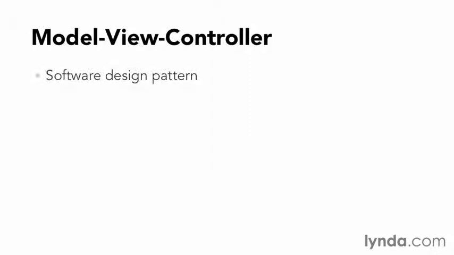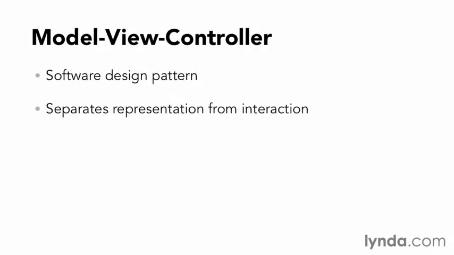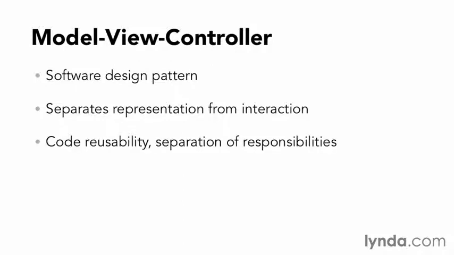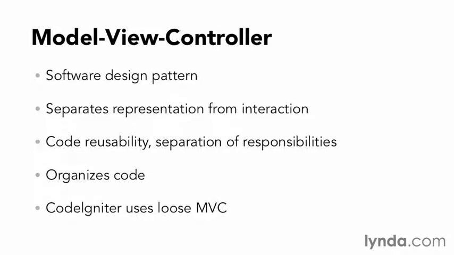It's a software design pattern that separates the representation of information from user interaction. This explicit separation of components allows for greater code reusability and logical separation of program responsibilities. In short, MVC keeps code organized, which in turn helps projects and teams. CodeIgniter uses a loose approach to MVC, which I'll get into more detail in a bit.